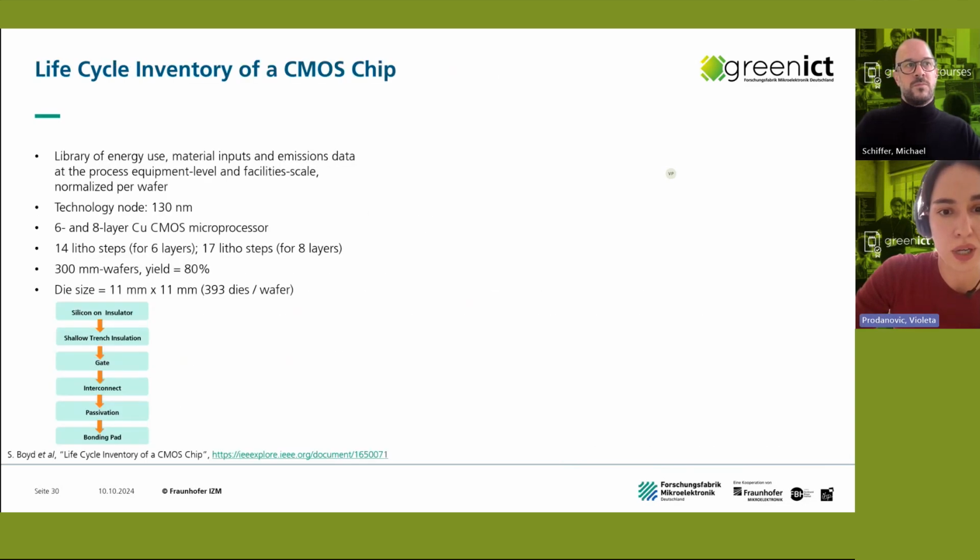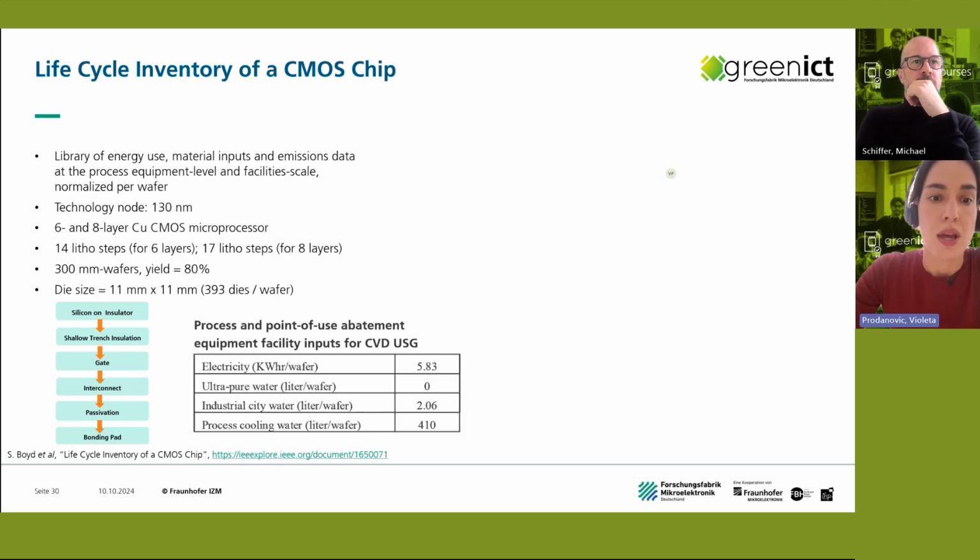A little bit about carbon footprint, about CMOS chip. This is a study which focuses on a little bit older technology node, 130 nanometers. The authors created a library of energy use, material inputs, and emission data at the process equipment level and also facilities scaled, and the data was normalized per wafer. They're looking into CMOS microprocessor with 6 and 8 copper layers. 300 millimeter wafer's supposed yield was 80%, and the die size is 11 by 11 millimeters.